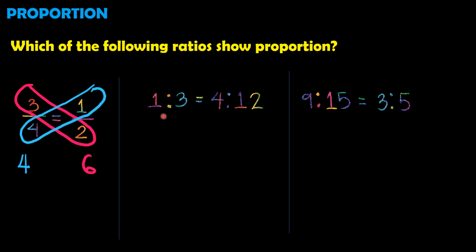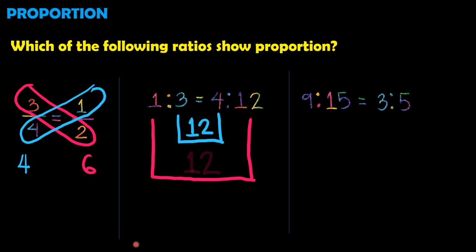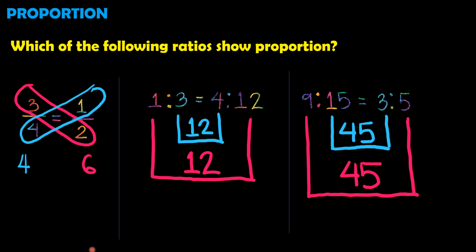The second example, 1 is to 3 equals 4 is to 12. Multiply the means or the innermost number, that would give us 12. And the extremes, the outermost number, will give us also 12. And the third one, 15 times 3 is 45, and 9 times 5 is 45. Now, given all the answers, which among the ratios show proportion?